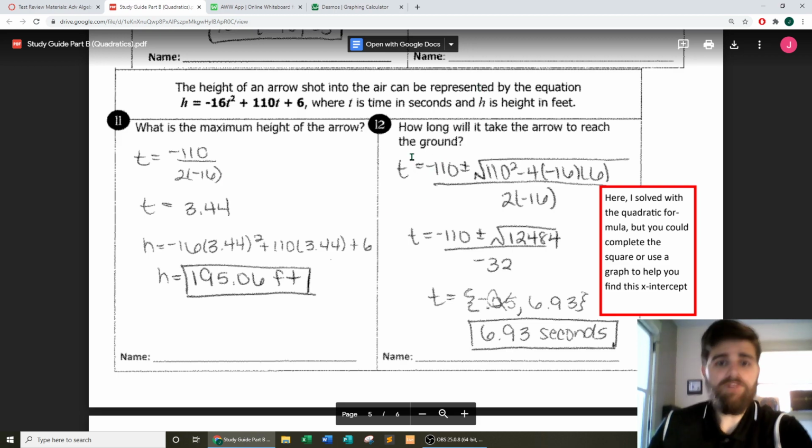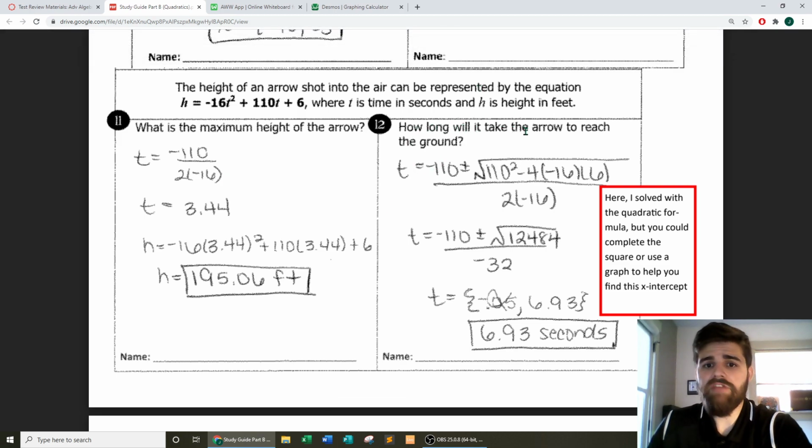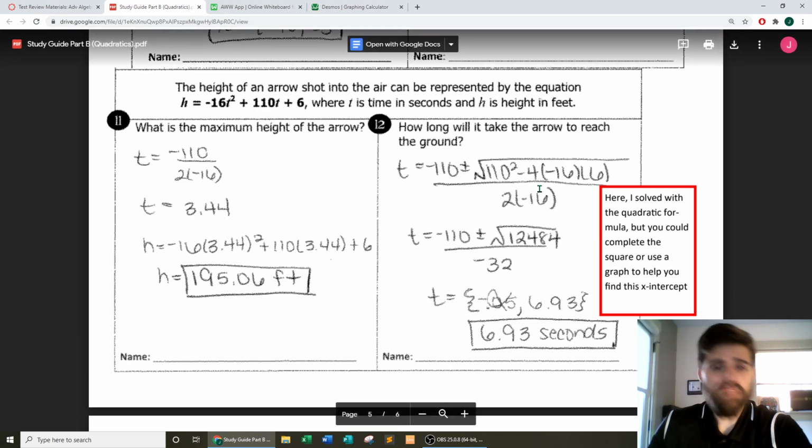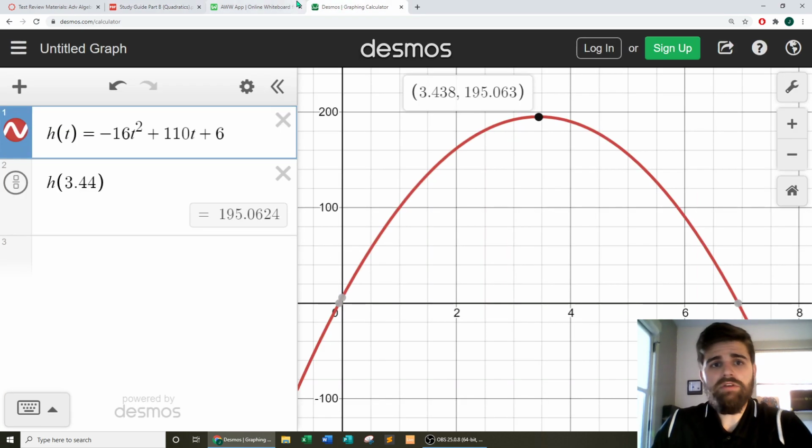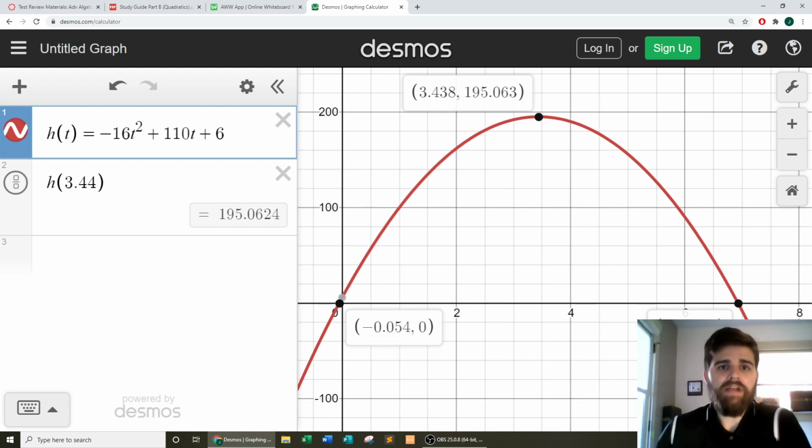Okay, number 12 is a little bit harder. It says, how long did it take for the arrow to reach the ground? So again, on the answers, I'm showing you how to use the quadratic formula to solve this, but you can use Desmos or use completing the square to solve this as well. So what we're looking for is the root. So we shoot the arrow at about 0 seconds, it goes all the way up, and comes back down after 6.92 seconds.